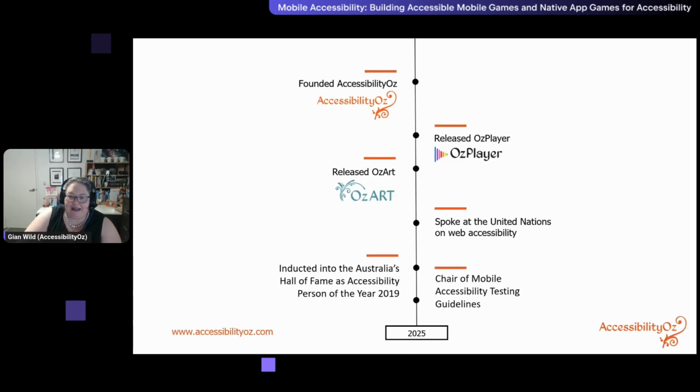In 2011, I founded Accessibility Oz. We released a couple of products. I spoke at the United Nations on the importance of accessibility in disasters. I was inducted into Australia's Hall of Fame as Accessibility Person of the Year in 2019. And I also spent the last few years as chair of the Mobile Accessibility Testing Guidelines. So that's what we're here to talk about. That's all just to prove that I do know what I'm talking about. So let's get on to these guidelines.